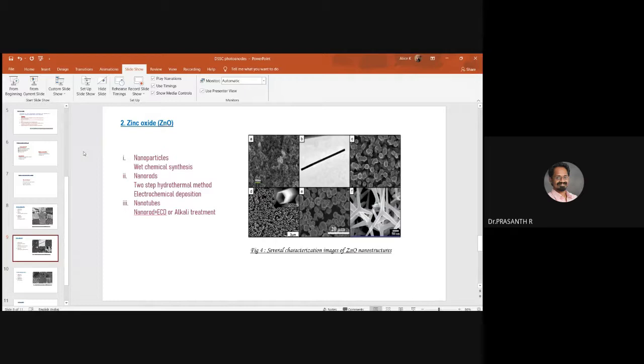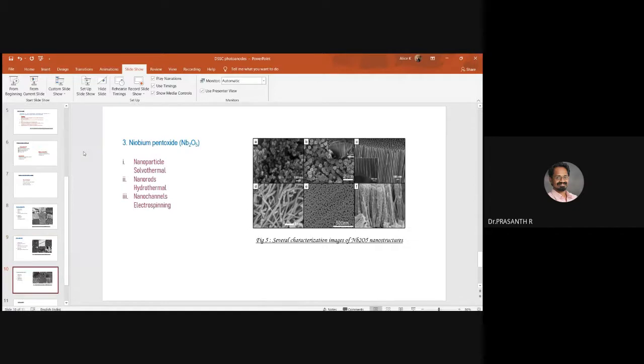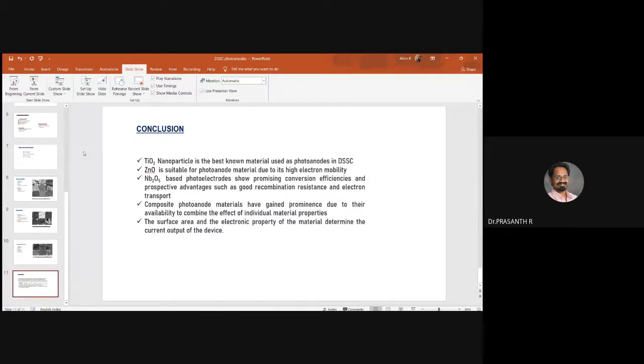In a similar manner, as we have seen for titanium dioxide and zinc oxide, niobium pentoxide nanostructures are developed through many different methods. Nb2O5 is gaining more prominence in the field of DSSC research due to its applicability in both the anode and cathode part of the cell. So nanostructures of this are prepared by various methods such as hydrothermal, sol gel, electrodeposition, PVD, etc. This article discusses mainly these aspects.